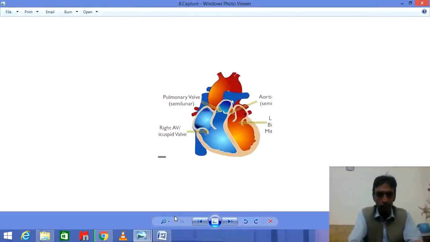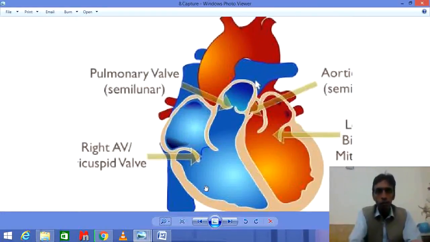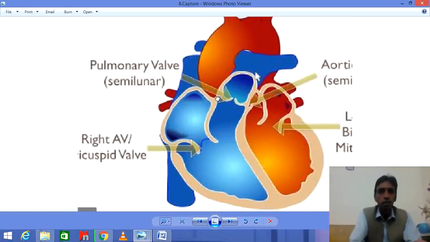In this diagram, you can see the right atrium of the heart. In the right atrium, this is the tricuspid valve. This is the superior vena cava, which opens superiorly to the right atrium, and this is the inferior vena cava, which opens inferiorly to the right atrium. This happens in the mature heart, after the birth of the baby. Before birth, the superior and inferior vena cava do not open separately to the right atrium.